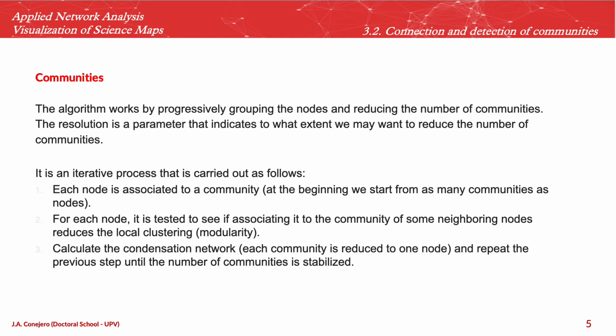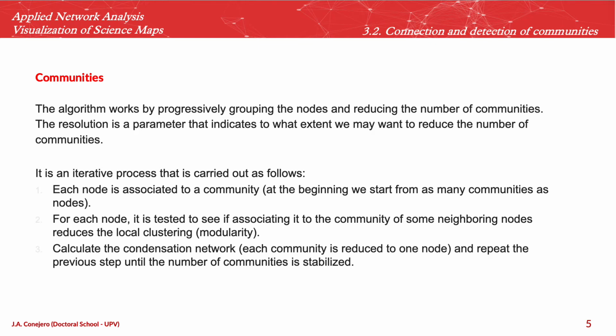For doing this, we use a parameter which is the resolution, with which we initialize the method, and it indicates to what extent we want to reduce the number of communities. So in each iteration of the process, the algorithm works like this. First, we start with each node associated to its own community.